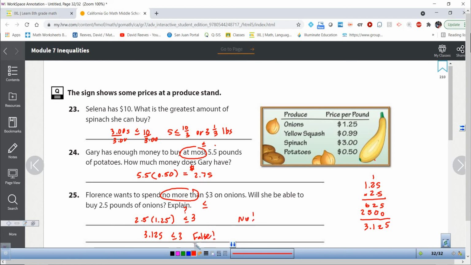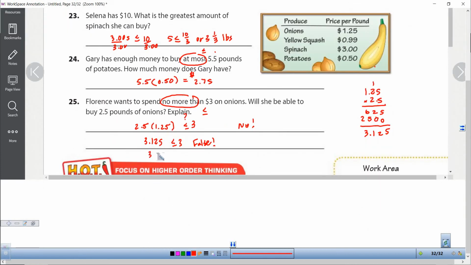It's really, really close. All right, but 3.125 is just a little bit too big. All right, so actually in terms of money, that would be $3.13 if we round it up, right? So $3.13 is greater than $3. So the answer is no.